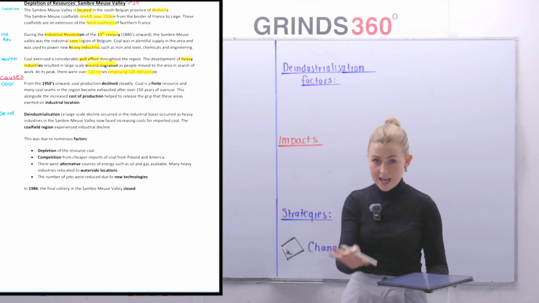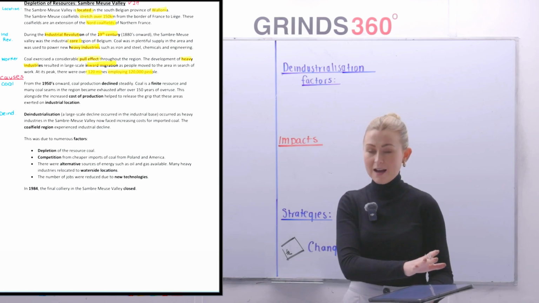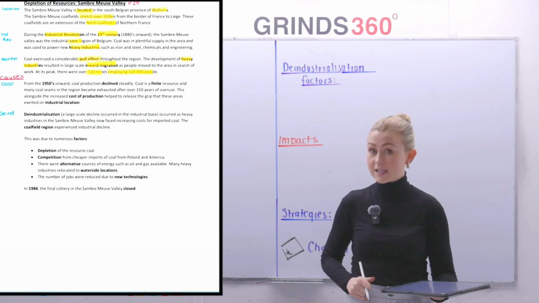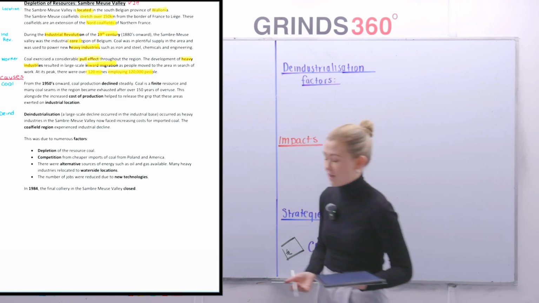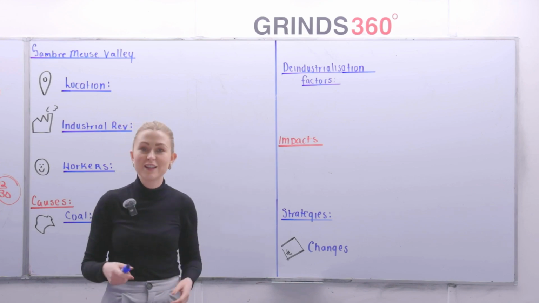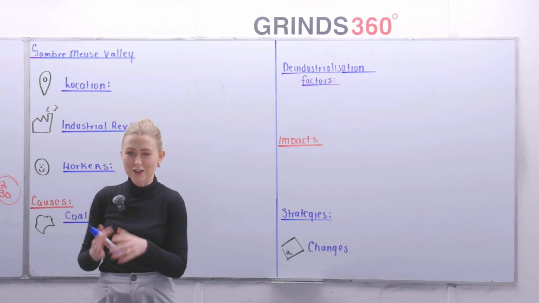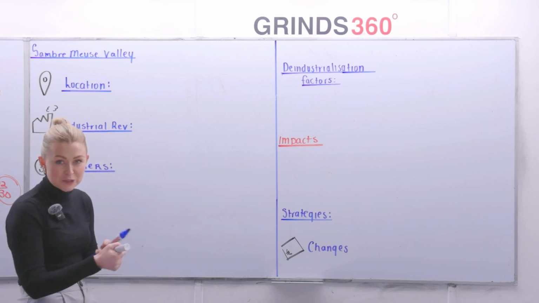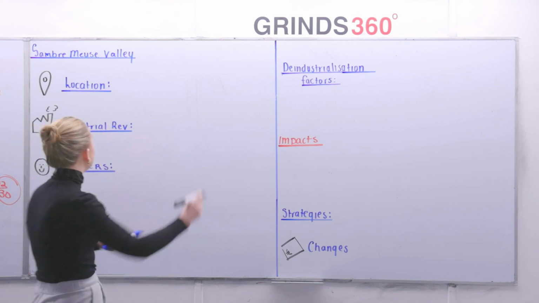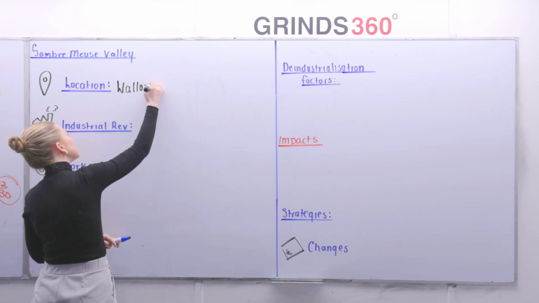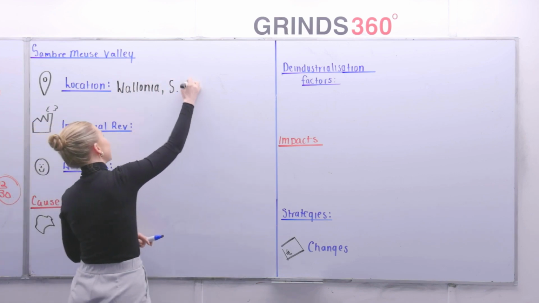Now, let's take a second, think what we have. Let's come across as far as our table over on page number 46, and let's break this up for ourselves. So on our table, what do we have? You're going to pop in these first 3 words. You'll see your little symbols there. I've done my best to draw them. Let's start off here with our location. So the Sambre-Meuse Valley is located where? In the province of Wallonia, in southern Belgium.